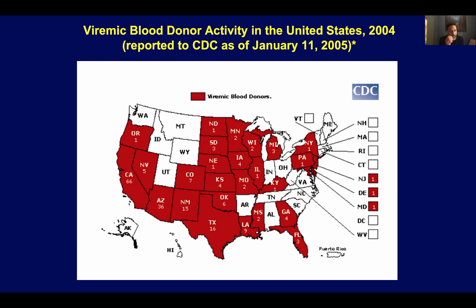Since there's the need to screen the blood supply for West Nile, it also can be used as a source of surveillance to identify areas where cases are being detected through screening of the blood supply, and you can get a sense of how that has played out here. For example, in 2004, they were picking up cases of active West Nile virus infection in the process of screening to protect the blood supply.